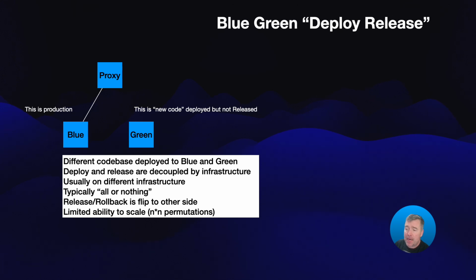And typically in this model, you get all of the new release or none of it. There's not a great way to cherry pick. We can talk about at the end why you almost need both of these, depending on what you're trying to do. But the release to production and the rollback process is typically flipping from one side to the other. Obviously, you can have more than two sides. This does get very complicated when you have multiple permutations. However, sometimes you need it.